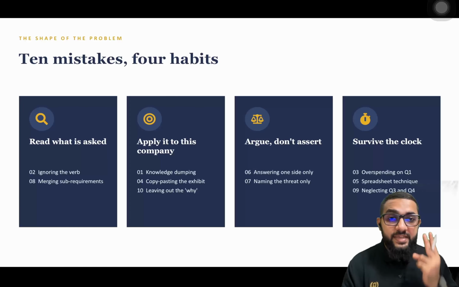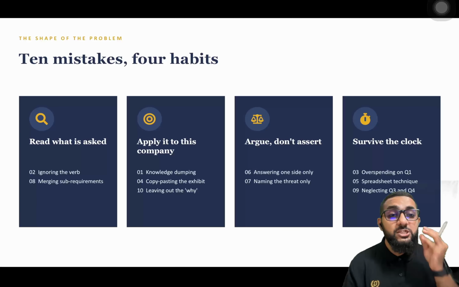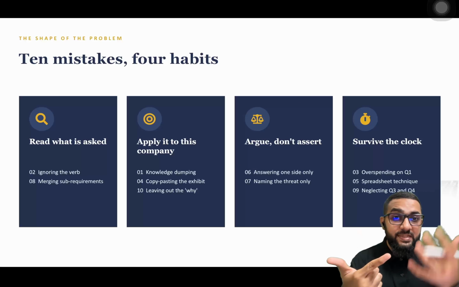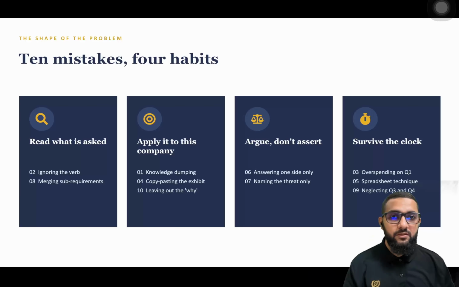The second habit that the mistakes stem from is the application habit, or your usage of application skills, because you are supposed to apply your knowledge to the exhibit and the scenario that is given. If you fail to apply it, you bring what is not relevant. That is where candidates make the mistakes of knowledge dumping, copy pasting the exhibit, meaning copying the exhibit and pasting it as it is, and leaving out the why, not justifying, bringing out only a sub portion of the requirement fulfillment.